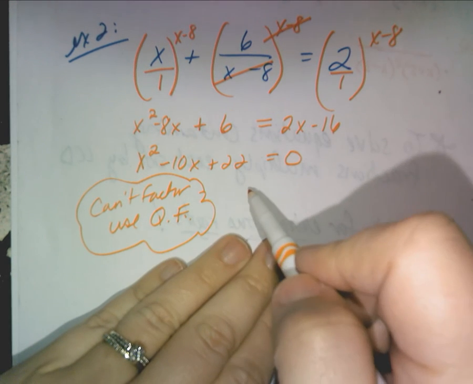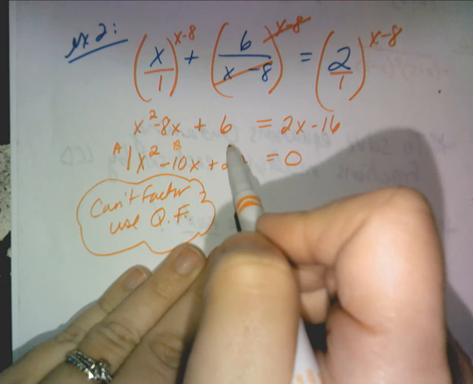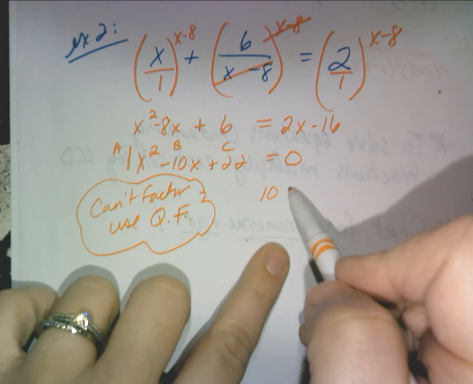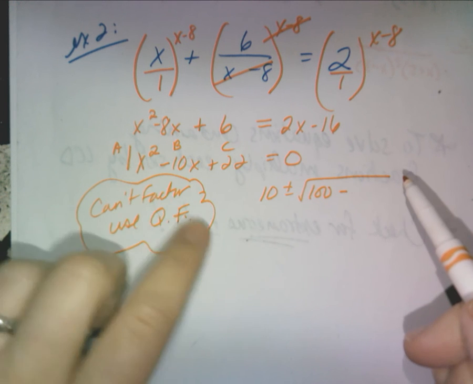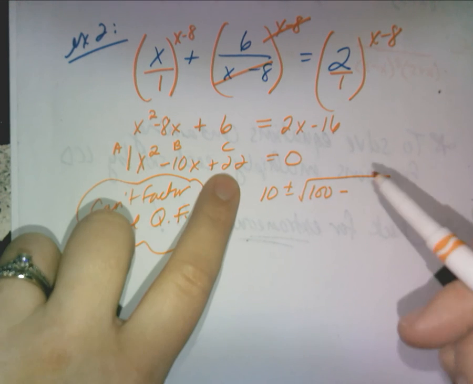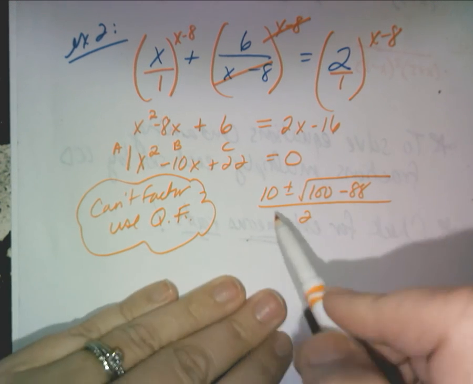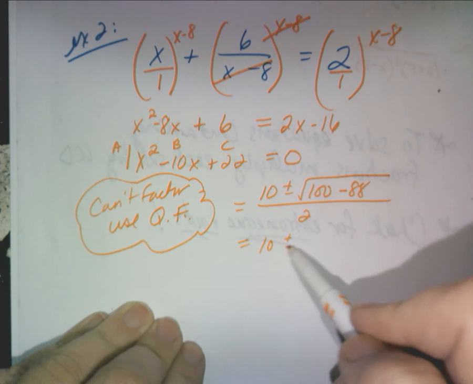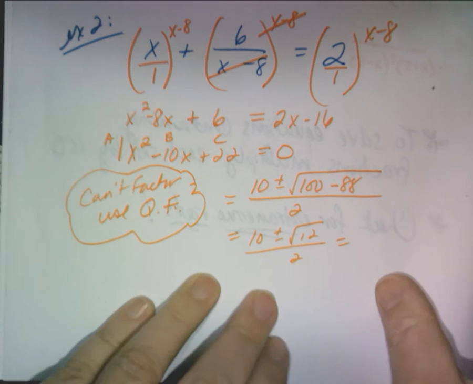So using the quadratic formula, again, this is my 1, this is my A, this is my B, this is my C. Let's see, negative B plus or minus square root of B squared, which is 100, minus 4 times 1 times 22, which is 88, over 2. And then you need to simplify that. So that's 10 plus or minus square root of 12. Can 12 break down?